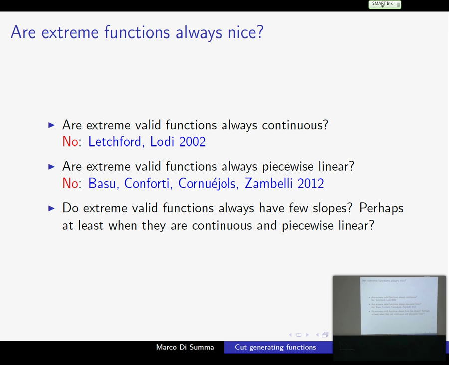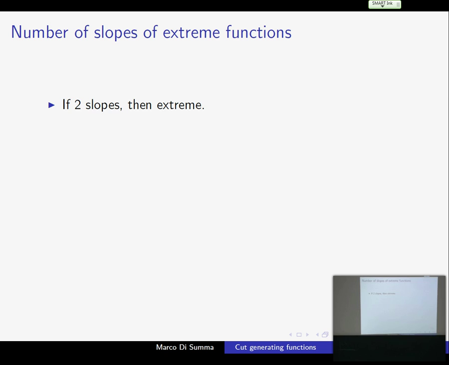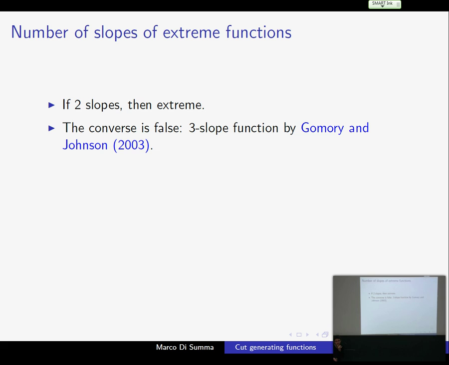So there is a little bit of history here. As we saw, if there are only two slopes, then the function is extreme, but this is not a necessary condition. Gomory and Johnson themselves found a construction to obtain an extreme function which is continuous, piecewise linear, and has three slopes. And let me show this construction because I will use it later. So they start from the GMI cut.